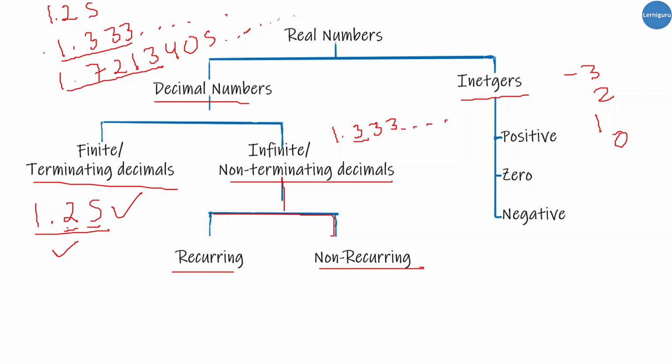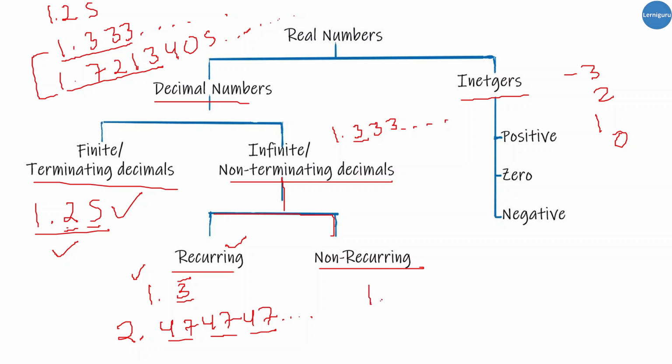Here in the example you can see that 3 is repeating till infinite, and we can write other examples also, like 2.4747, it is repeating till infinite. So in this you can see a pattern: here 3 is repeating till infinite, here 47 is repeating till infinite. So there is some pattern. These types of numbers are called recurring numbers.